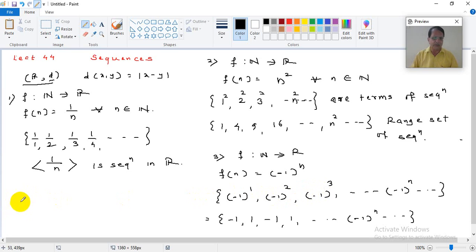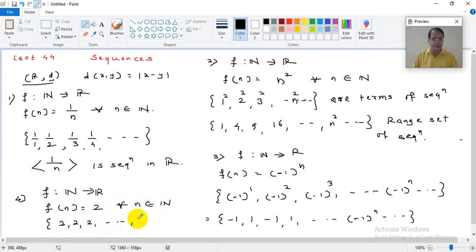Another definition we will take: suppose f is a function from N to R, where f of n is equal to 2 for all n belonging to capital N. What does it mean? For the terms of the sequence, you operate f on any natural number and the outcome is 2. So the terms of the sequence will be 2, 2, 2, and so on. Everywhere it will be 2.